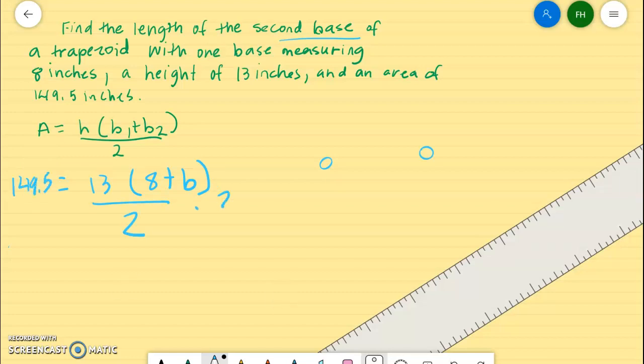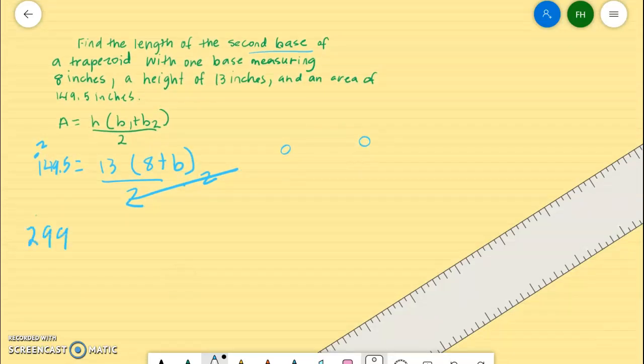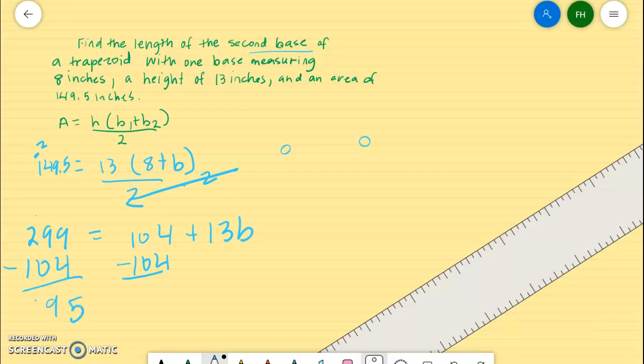So I would start by multiplying by 2. So if I multiply this side by 2, I would get 299, and then I would get 104 plus 13b, and then I would subtract 104, and I would get 195 equals 13b, divide by 13, divide by 13, and b would equal 15.